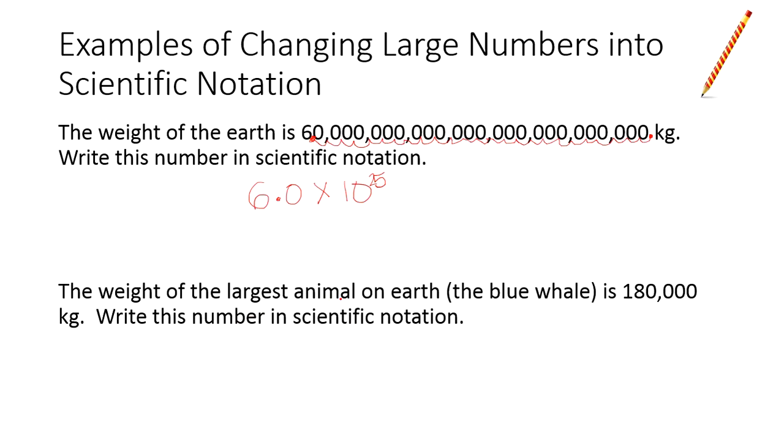Now the weight of the largest animal on Earth, the blue whale, is 180,000 kilograms. Let's write this number in scientific notation. Now, this is not too bad, but sometimes it's nicer to work with scientific notation numbers. So right now I have a decimal point in the back here. Let's figure out how many times I need to move to get between these two numbers, 1 and 8. So 1, 2, 3, 4, 5, right? 5 times. So it'd be 1.8 times 10 to the 5th, because it took me 5 jumps to get between the 1 and the 8.